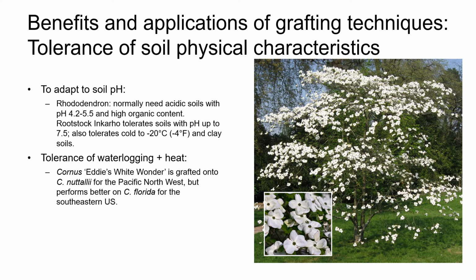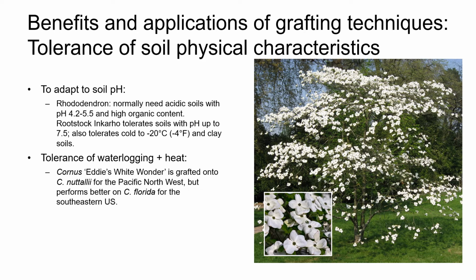Grafting techniques can also be used to overcome soil problems. For example, rhododendron normally needs acidic soils with a low pH of around 4.2 to 5.5, and it prefers to have high organic content in the soil in which it's being grown. This limits the number of ornamental landscapes in which rhododendrons can be grown successfully, and they're highly popular ornamental shrubs. The relatively recently introduced rootstock Inkarho tolerates soils with a pH of up to 7.5 and also tolerates cold down to -20 degrees Celsius, which is -4 degrees Fahrenheit. It also confers tolerance of clay soils.